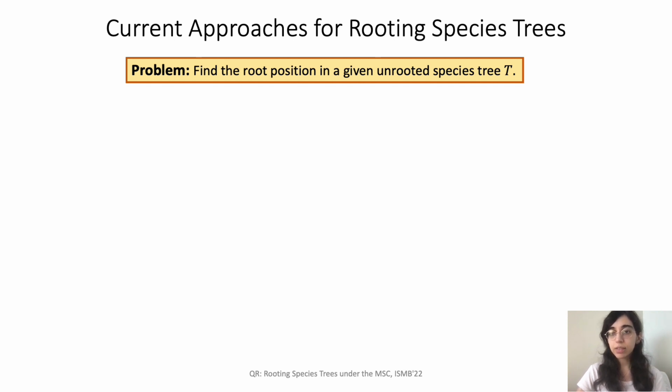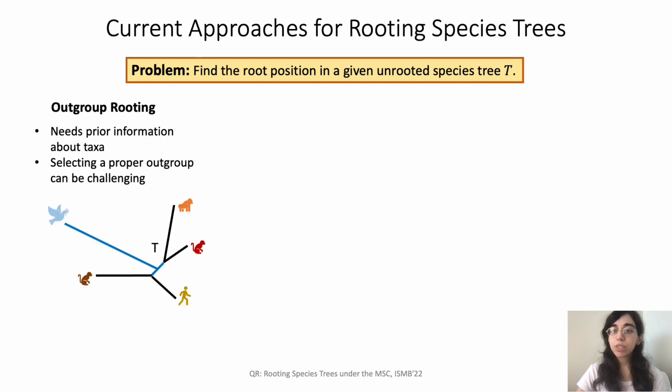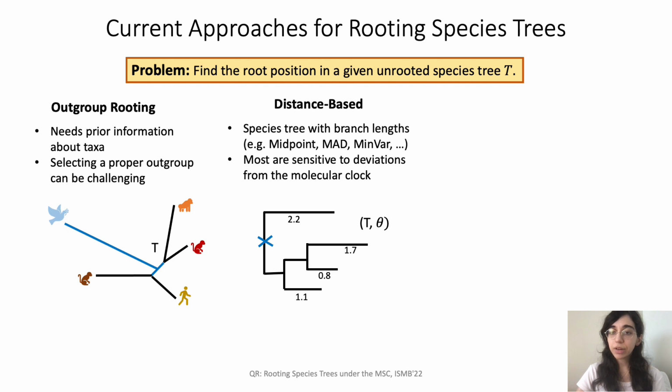tree. Existing methods for rooting species trees can generally be divided into different groups based on their assumptions about the input data. Perhaps the most commonly used technique by biologists is outgroup rooting, where a species that is known to be distant from the taxa in the input set is added to the set, and a tree is estimated on this expanded set, and the edge that divides this in-group and outgroup determines the position of the root.